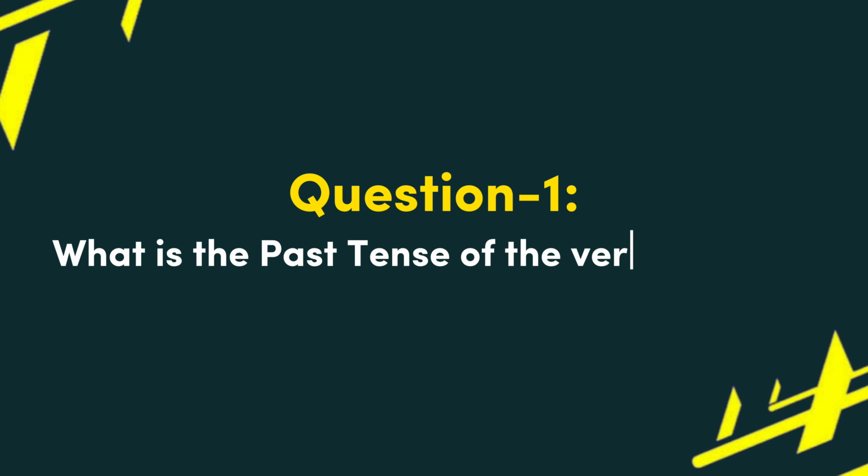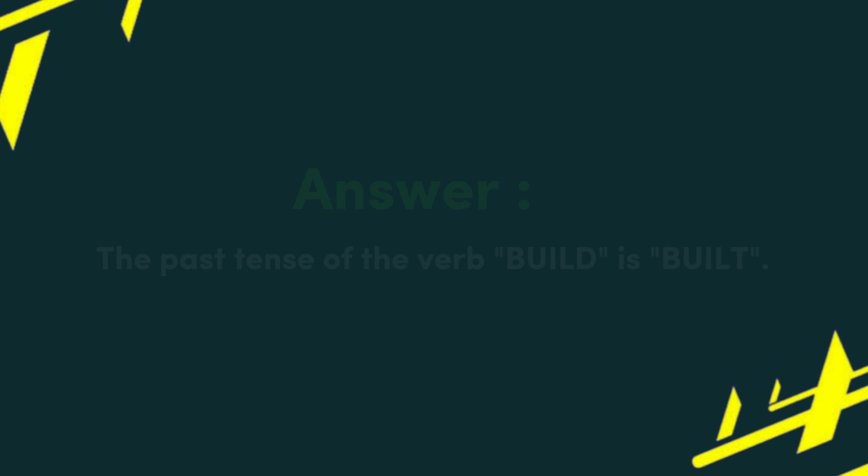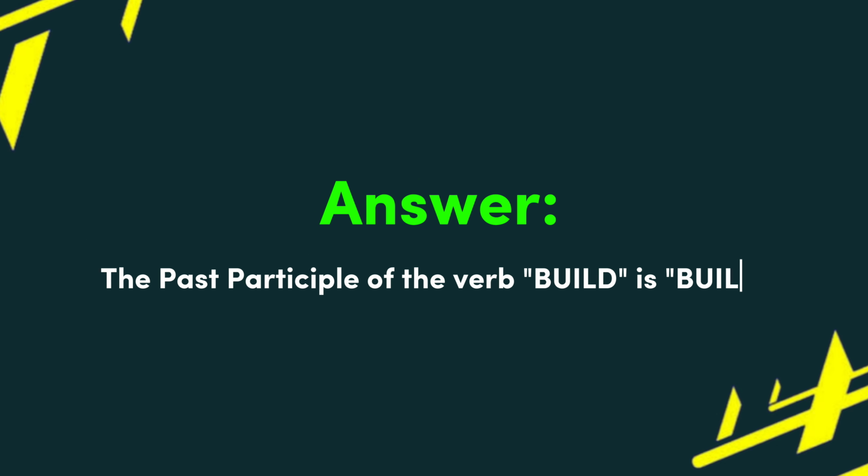Question 1. What is the past tense of the verb build? Answer. The past tense of the verb build is built. Question 2. What is the past participle of the verb build? Answer. The past participle of the verb build is built.